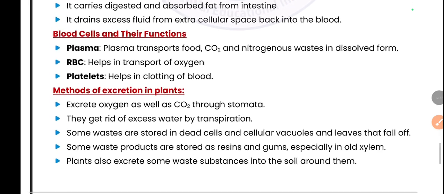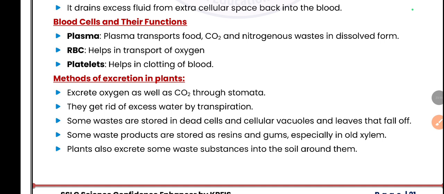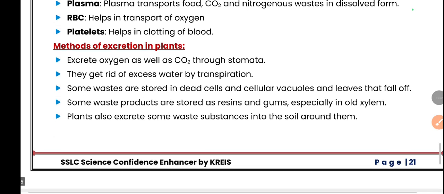Then blood cells and their functions. Plasma transports food, carbon dioxide and nitrogenous waste in dissolved form. RBC helps in the transport of oxygen. Then platelets help in the clotting of blood.